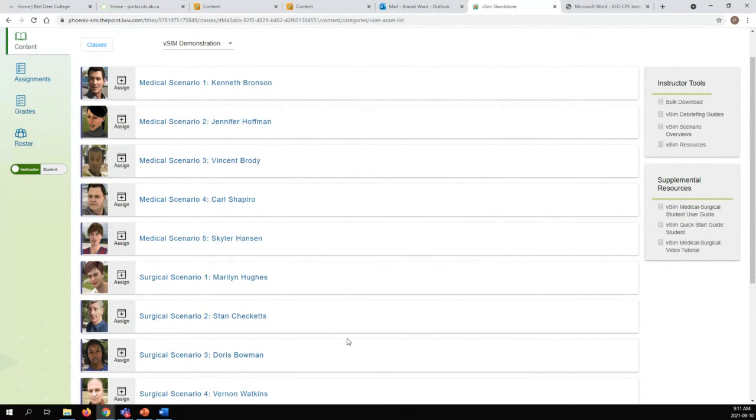The rationale behind that is that for the students who are situated on a surgical unit, this will provide them the opportunity to see the perspective of caring for a medical client, and then vice versa for the students that are situated on a medical unit, it would provide you the opportunity to navigate a surgical clinical scenario.